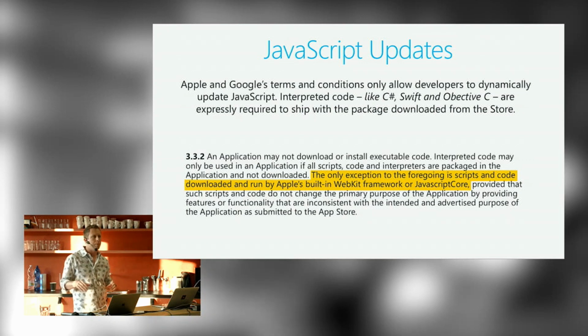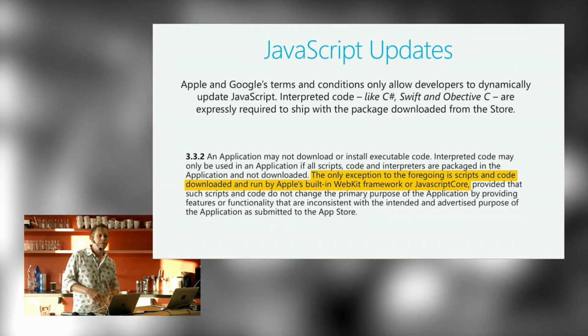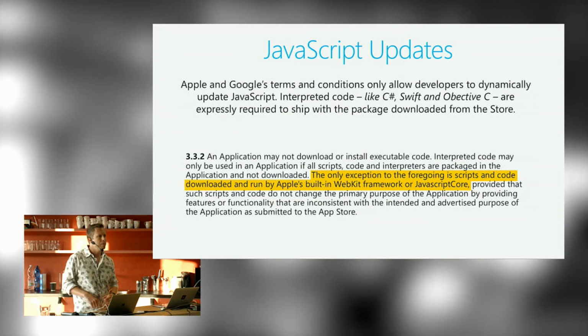What that really means is Apple saying anything that you put on a user's device needs to go through us. In part because Apple wants to guarantee the security of your users, in part because they want a cut of all of your profits. There's that bit too, right? But they've got this nifty little exception in here. The only exception to the foregoing is scripts and code downloaded and run by Apple's built-in WebKit framework or JavaScript core. Well, that's a funny little thing to say, right?